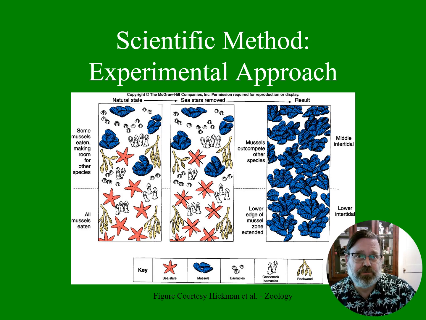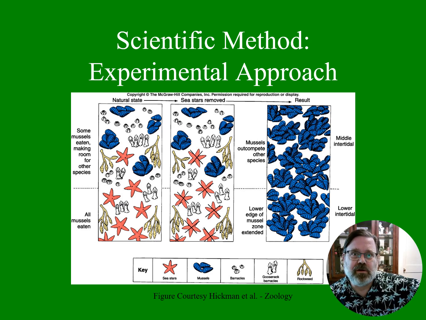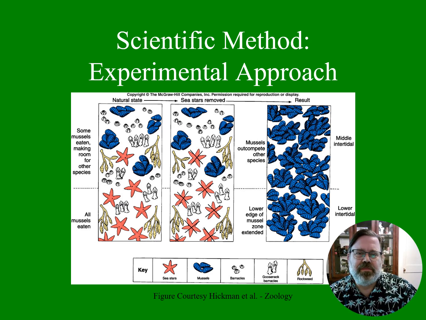So in a small stretch of beach, he kept one area as it was, and in another area, he basically manipulated it by going down at low tide, grabbing all of the sea stars and throwing them out into the ocean. So they weren't killed, they weren't harmed, they were just moved to a different habitat, and they had to go find food there. And then he watched and surveyed those areas.